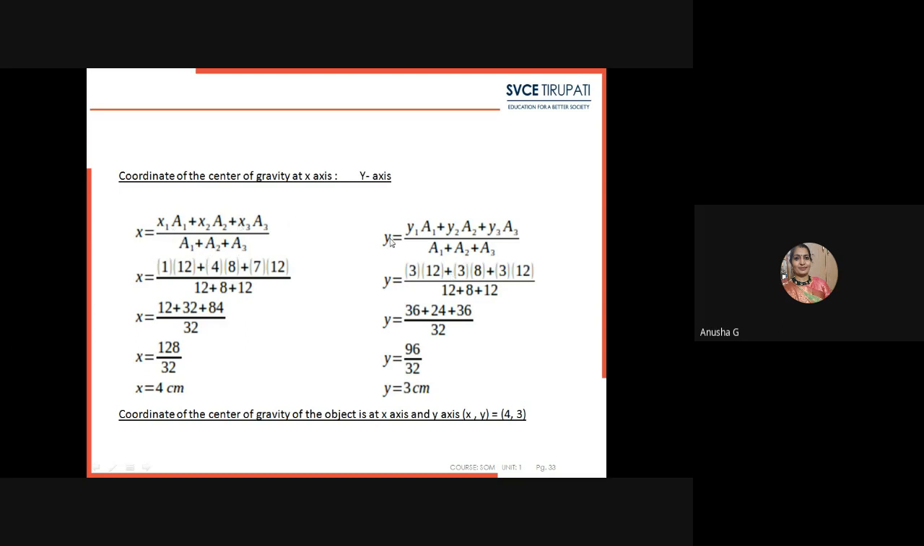Similarly, y bar you have to calculate, which means y1 a1 plus y2 a2 plus y3 a3 divided by a1 plus a2 plus a3. Then you have to substitute the values and then you have to calculate our coordinates of center of gravity, that is where it has to be applied.